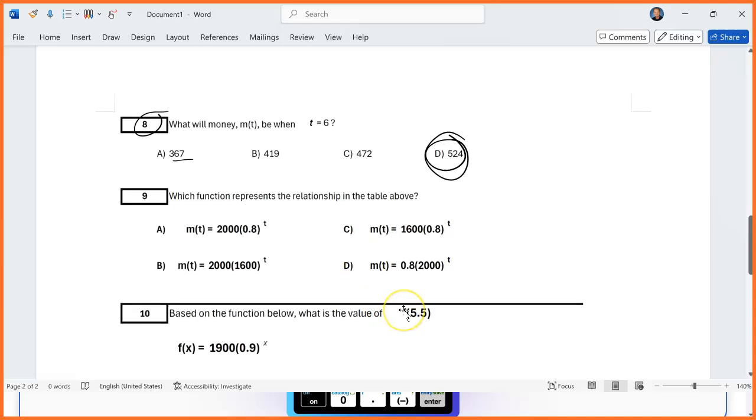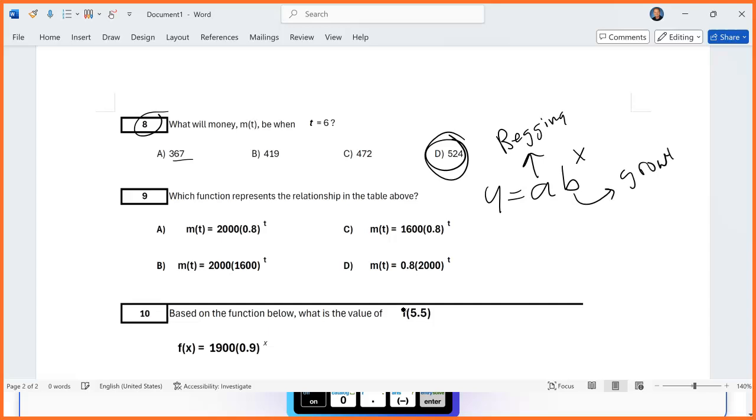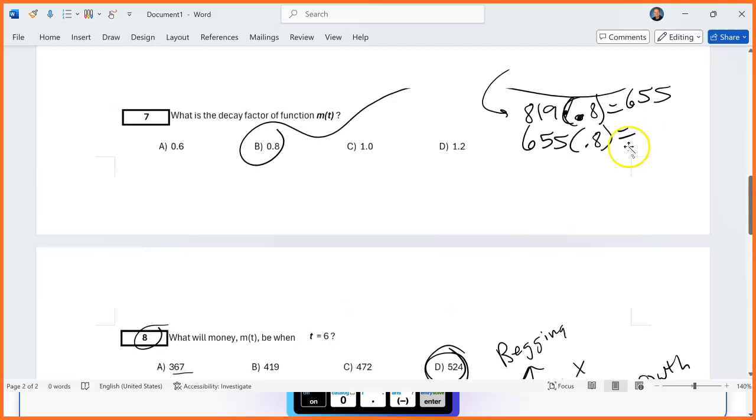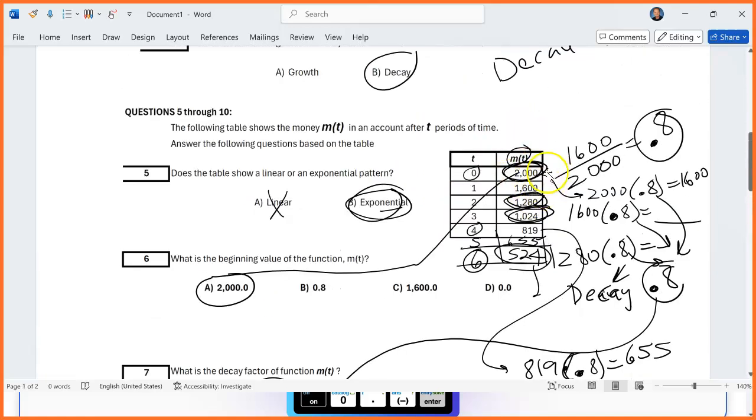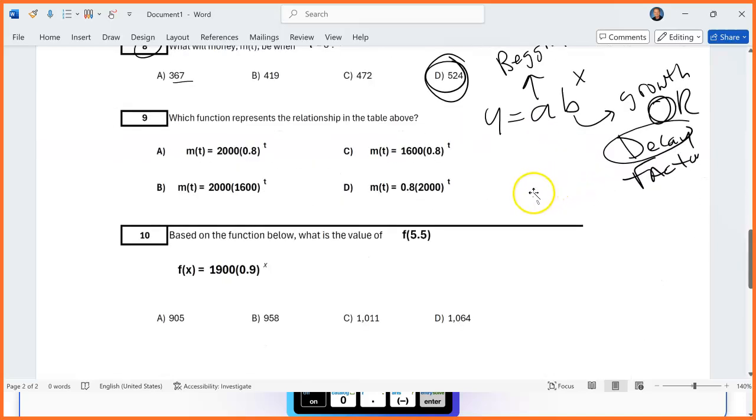Finally, the equation is, remember, it's going to be y equals a times b to the x. Remember, this is the beginning, and then this is the growth or decay factor. So if it's getting smaller, it's decay. So we already know that the starting value is 2,000 and the decay factor is 0.8. So we want something with 2,000 and 0.8, and that's going to be A.